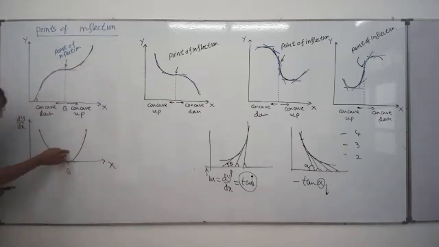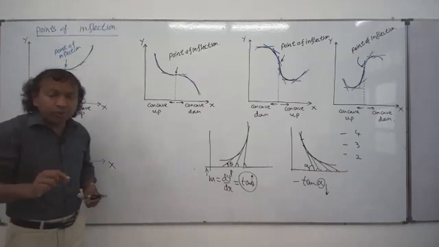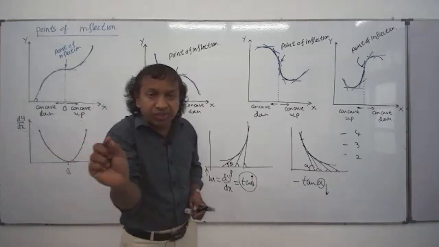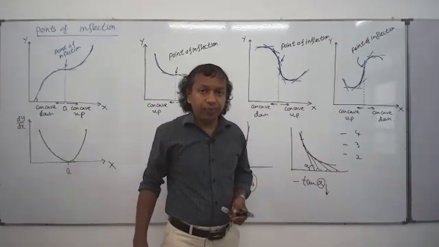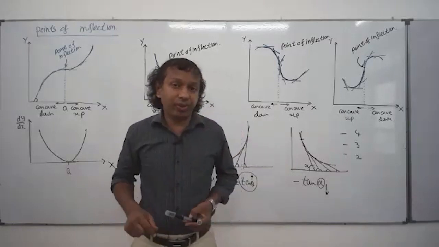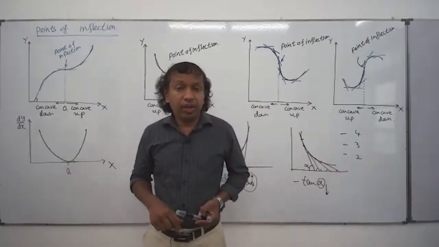But in this graph, its gradient means the derivative of this, no, that is the second derivative. At this point, second derivative is 0. At this point, second derivative is 0. Why? When you construct the tangent, that will be along the x-axis or parallel to the x-axis. That is another important property. What is that property, people?